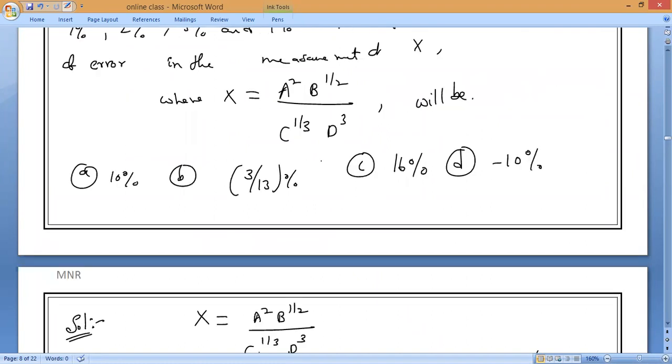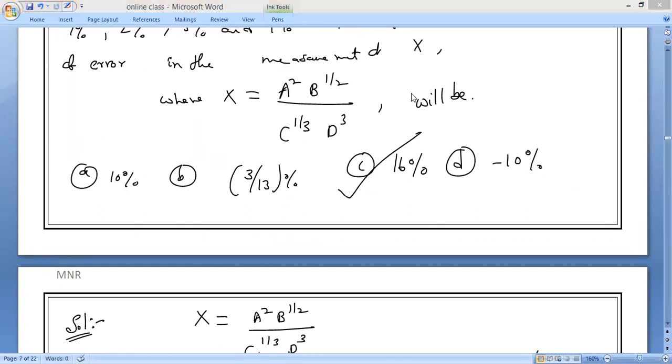So what is the option? Option C. That's all. Understand, everybody? So this is a NEET 3-mark question actually.